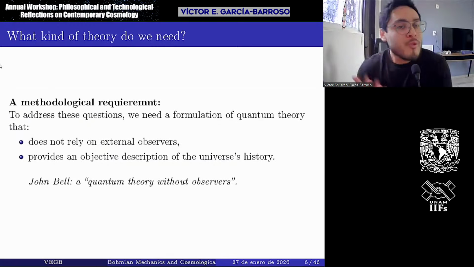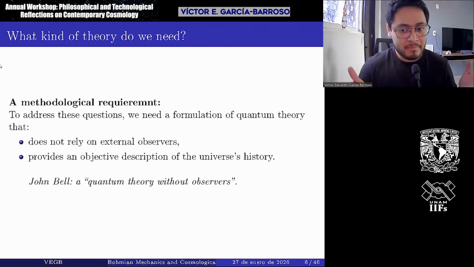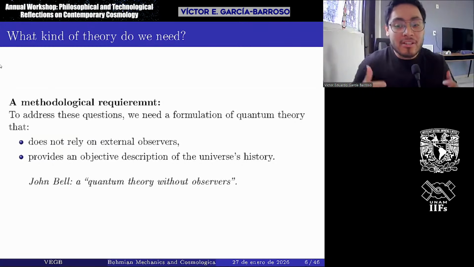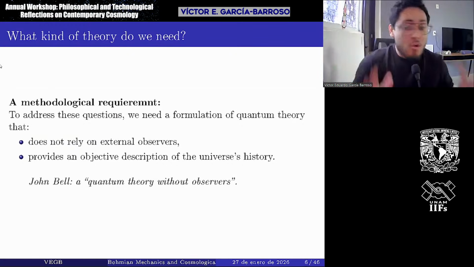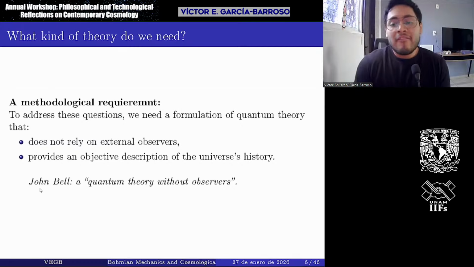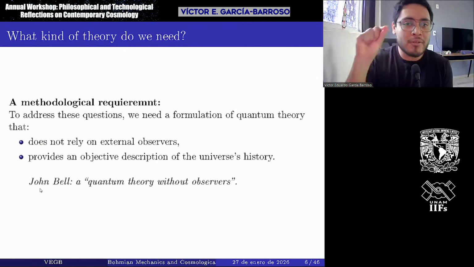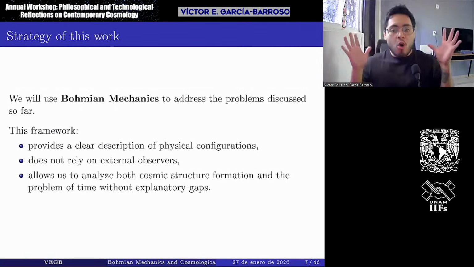So, what do we need? Well, therefore, to do cosmology properly, we need a better approach. We need a theory that doesn't rely on the idea of an external observer. We need a framework that gives us an objective description of the universe's story, whether someone is looking at it or not. Well, as John Bell, a physicist and philosopher of physics, famously said, we are looking for a quantum theory without observers.